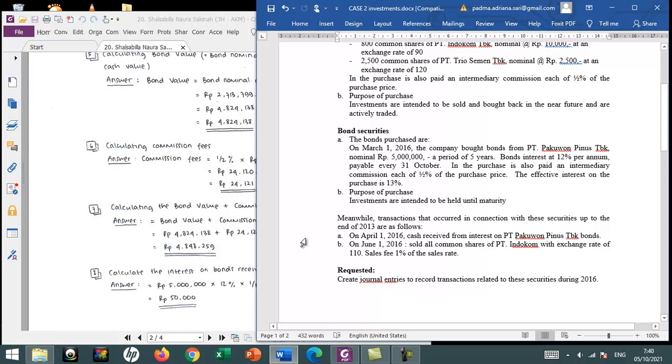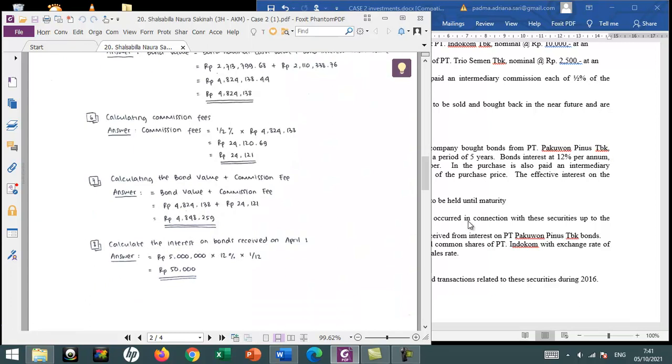There is information that on 1st April 2016, the cash was received from interest on PT Pakuwon. Actually, if we see the information here, we get the interest every 31st October. But here in the information on 1st April, the company received cash from interest, so it's okay, we follow the case here. So we calculate the bond interest received on April 1st.